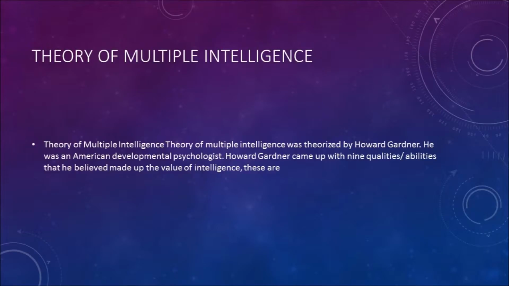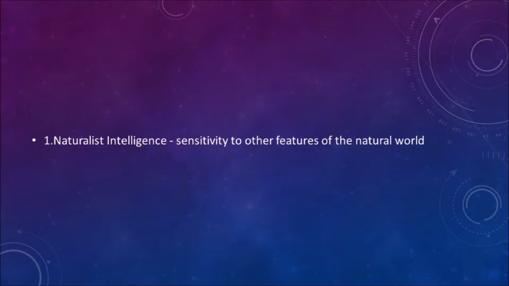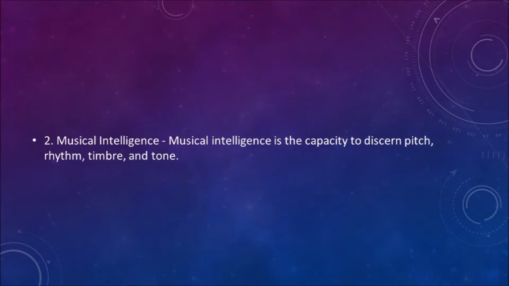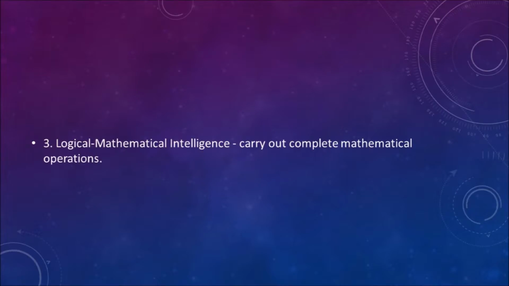Theory of multiple intelligence. The theory of multiple intelligence was theorized by Howard Gardner. He was an American developmental psychologist who came up with 9 qualities or abilities that he believed made up the value of intelligence. These were naturalist intelligence, one's ability to be sensitive to other features of the natural world. Number 2, musical intelligence, one's ability to discern pitch, rhythm, timbre, and tone. Third one, logical mathematical intelligence, one's ability to carry out and complete mathematical operations.